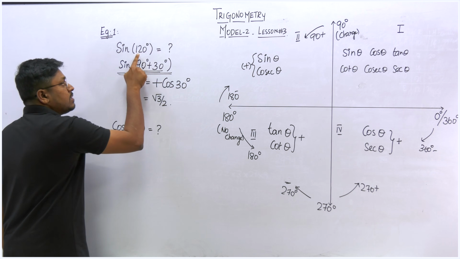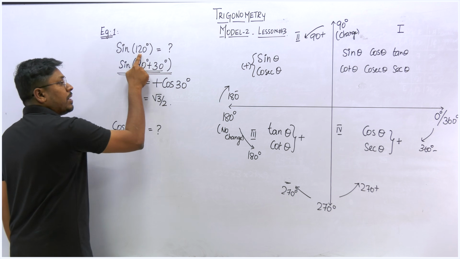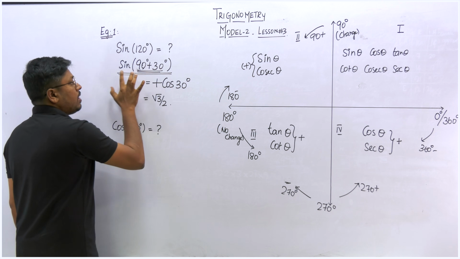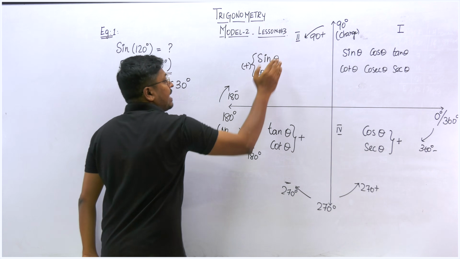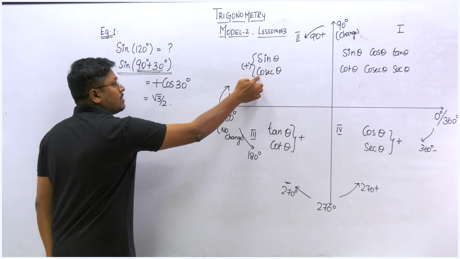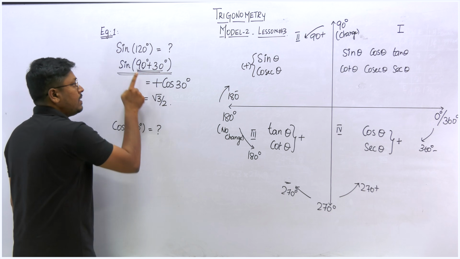I will tell you again. First, sine 120 degrees is equal to question mark. We have to split the 120 as 90 plus 30. Sine of 90 plus 30. Now, in which quadrant does sine of 90 plus 30 lie? 90 plus lies in the second quadrant. If it is the second quadrant, sine and cosecant will be positive. So here we have sine, so it is positive.